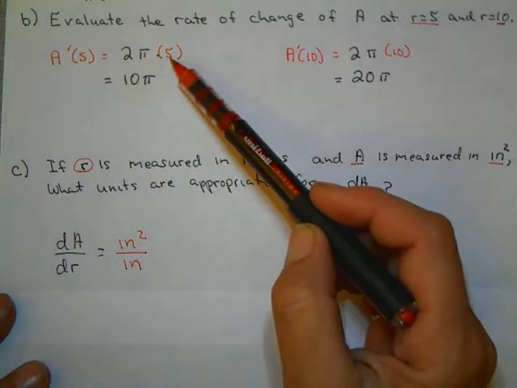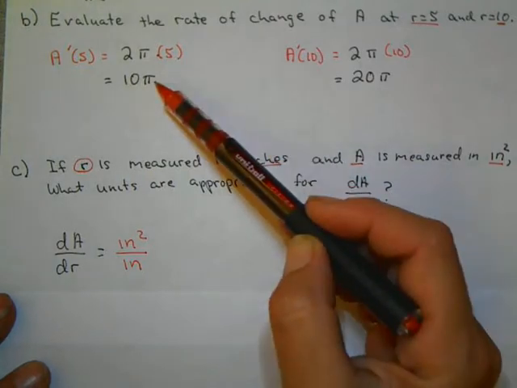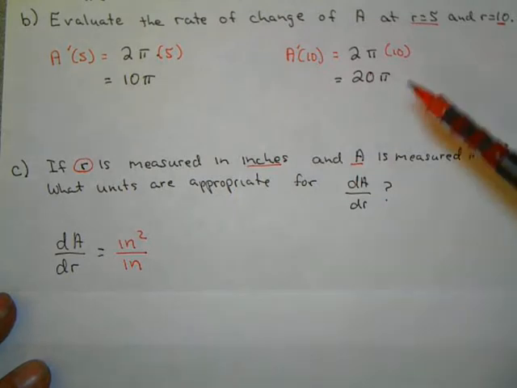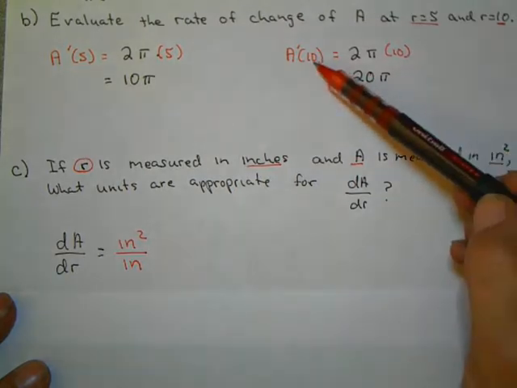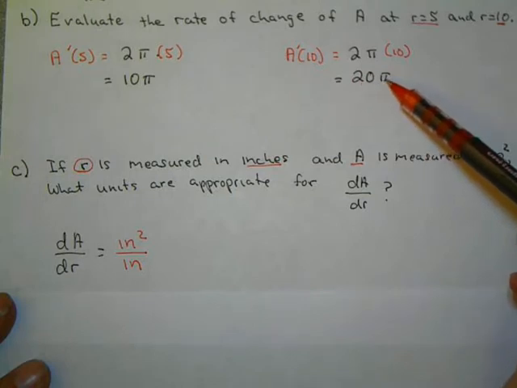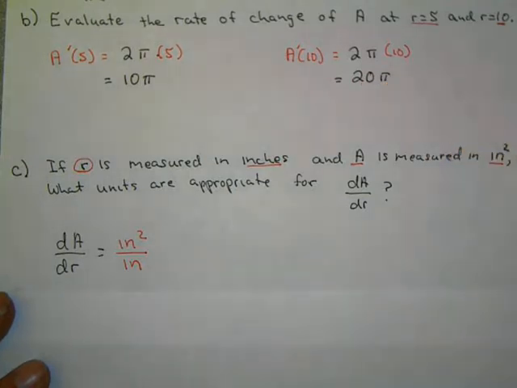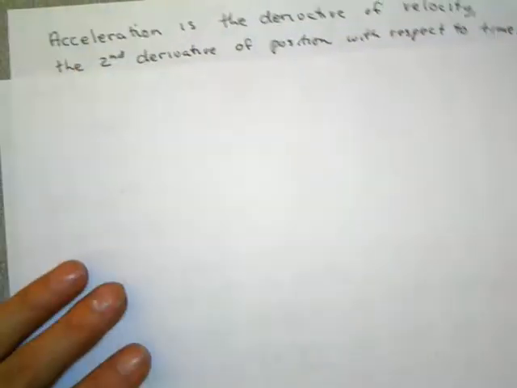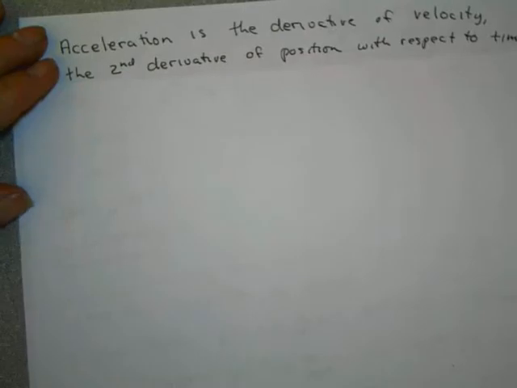So if you're looking up here at this, that means when the radius is at 5 inches, that area is changing at about 10 pi square inches per inch of radius. And when the radius is at 10 inches, the area of the circle is changing by 20 pi square inches per inch. So that's how that's going to work out. And you can do this with pretty much anything using that idea of derivative.